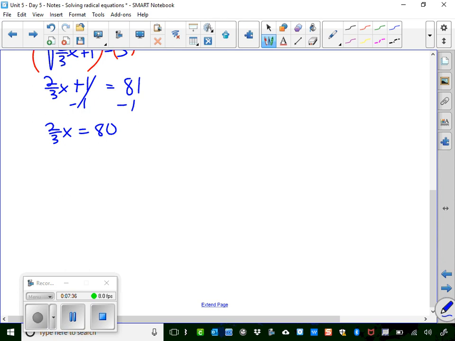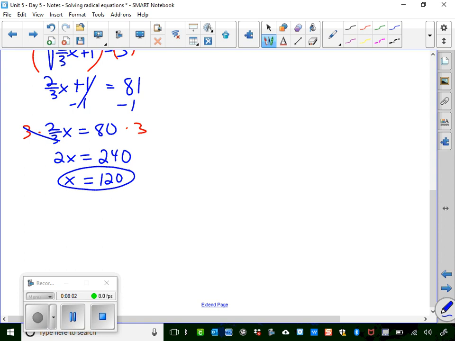And you could do this in 2 steps. You could multiply by 3 first, and then we'll divide by 2 later, or you could just multiply by the reciprocal, 3/2. So I'll just do it in these pieces since I wrote it down. So 2x equals 80 times 3 is, 8 times 3 is 24, and add a 0 for the 80, and then divide by 2. So you divide 240 by 2, 24 divided by 2 is 12, and you have a 0 on the end, so it's 120.